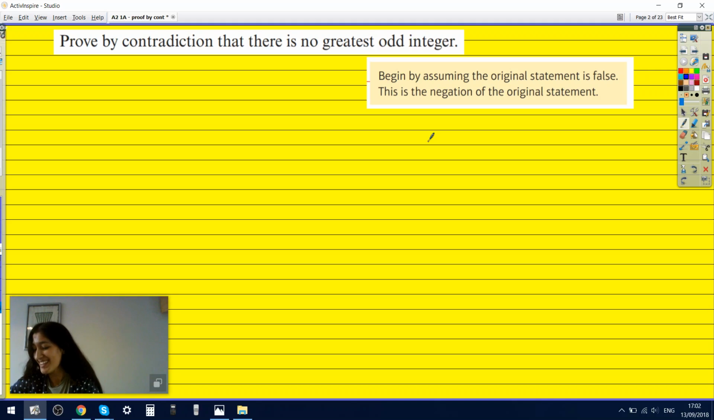Any idea how you go about this one? Proof by contradiction. You start by stating the negation statement, which would be the opposite of that. So no greatest odd integer. So there is a greater odd integer. There is a greatest odd integer. Yeah. Go on.